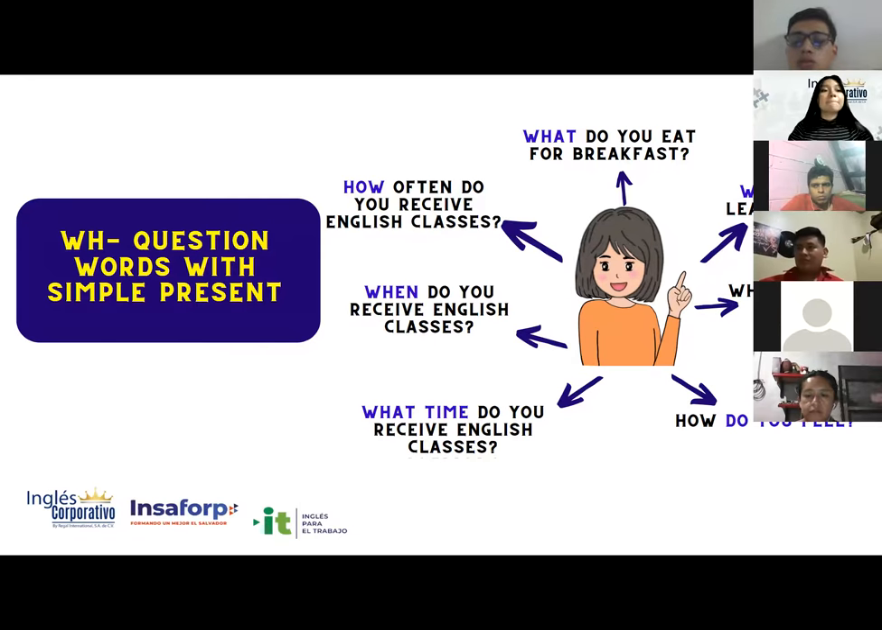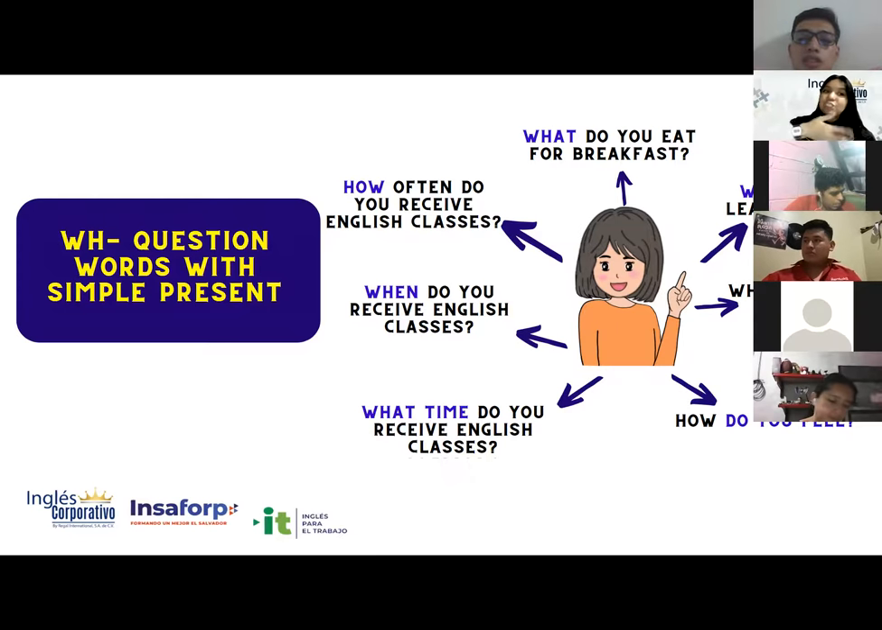Eggs. And I forgot the translation for frijoles. Beans. Right. Perfect. Beans and eggs. And maybe cheese. Okay, very good. Now, how often?